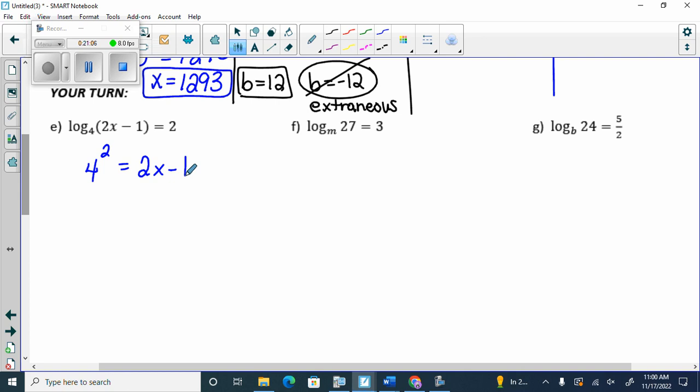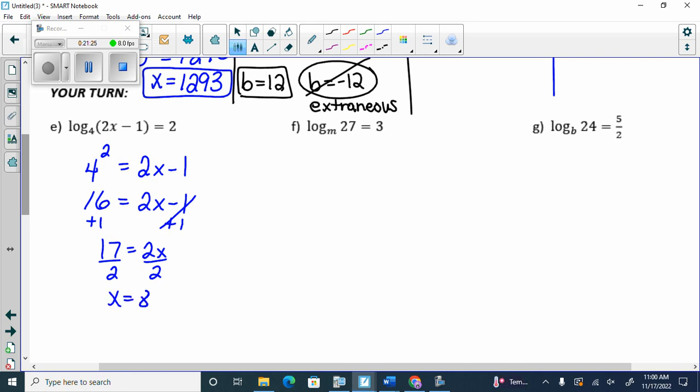I get that it's confusing, that's why I put it first. But remember, if it's 4 squared, just write it as a 16. Show all your work. So you go 16 equals 2x minus 1. And when I had people do that, they were like, oh, never mind. Add 1, 17 equals 2x, divide by 2, x equals 8.5.